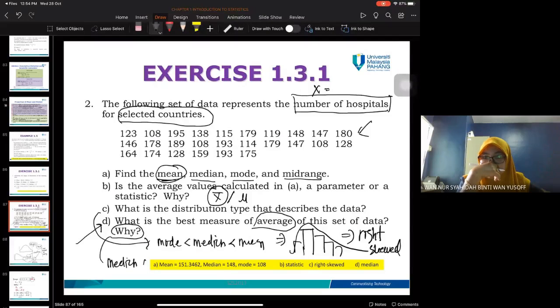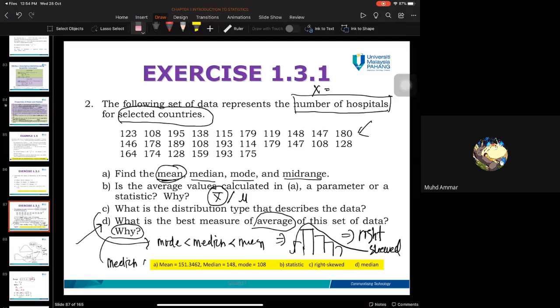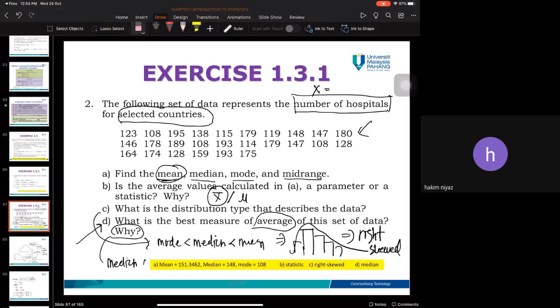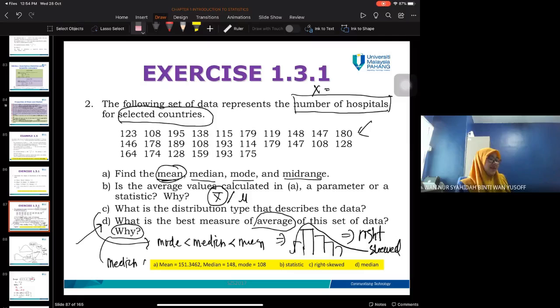Some of your friends already answered it: median, because it is skewed data. Because we have skewed data, median is the best measure.